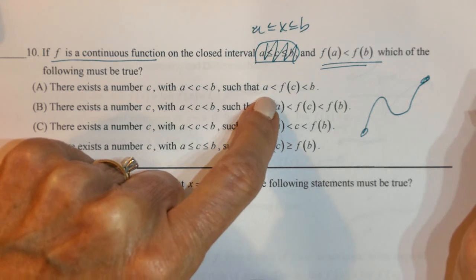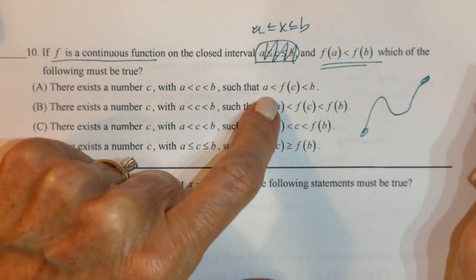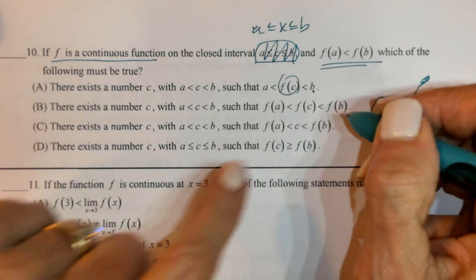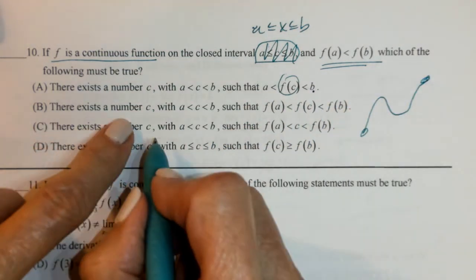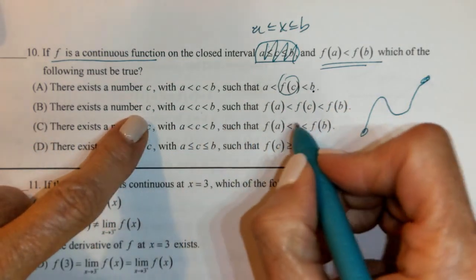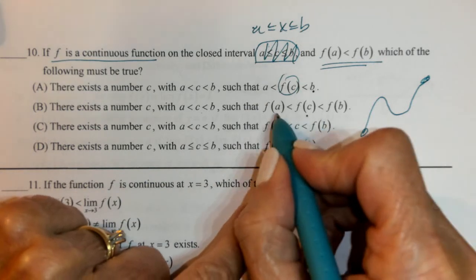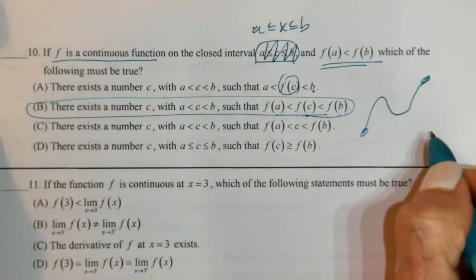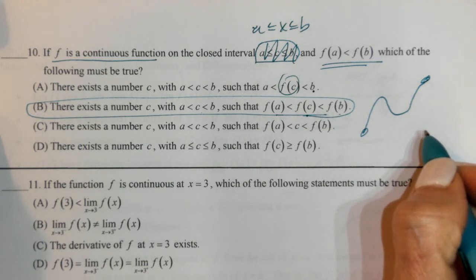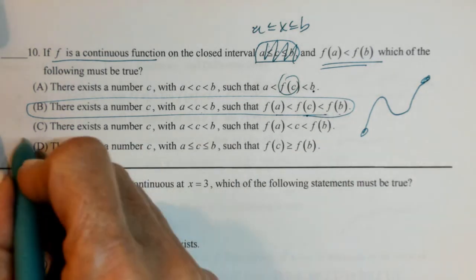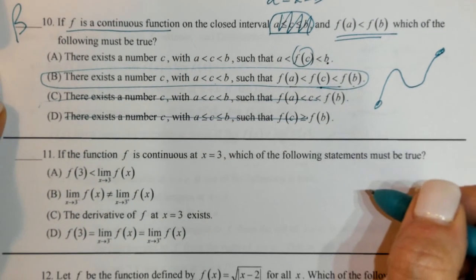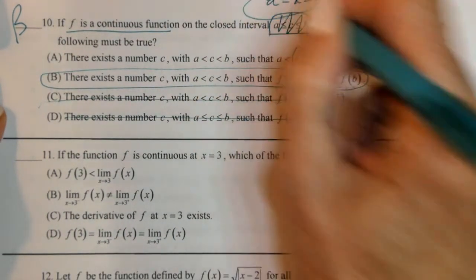Well, no, not necessarily. The y value doesn't have to be between A and B. These are x values, right? So not necessarily. There exists a number C between A and B such that the y value is between these two y values. Yes, that's the IVT. That's intermediate value theorem right there. So the other two, for similar reasons, don't make any sense. Okay, mental note for me to go back and fix that.